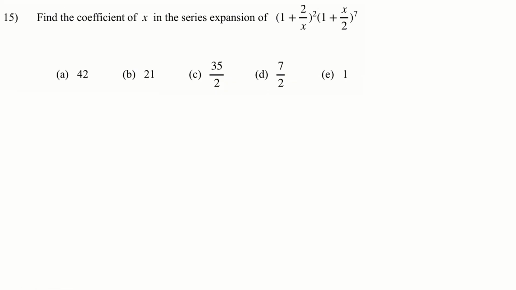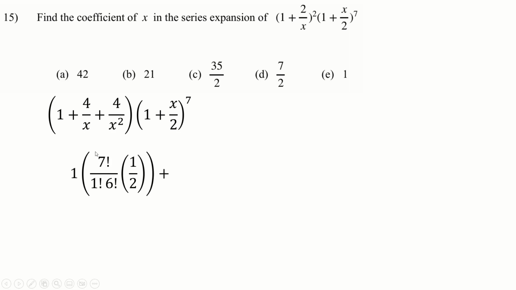Next one is just regular binomial expansion. There's probably better ways of doing this, but I just expanded this first term to make this, and then said, okay, to get x terms, I either do this times by the x's in here. So that's 1 times 7 choose 1 times a half times 1 to the 6, I guess, which doesn't matter. So this is just 7 choose 1, or 7 factorial over 1 factorial, 6 factorial.